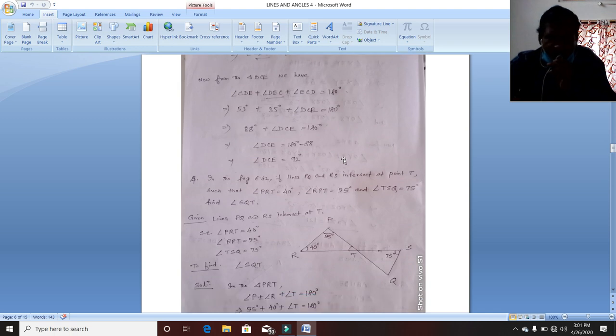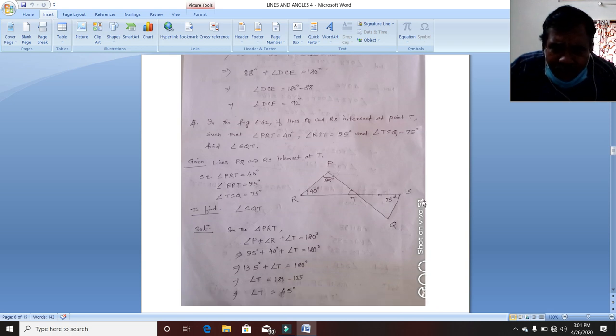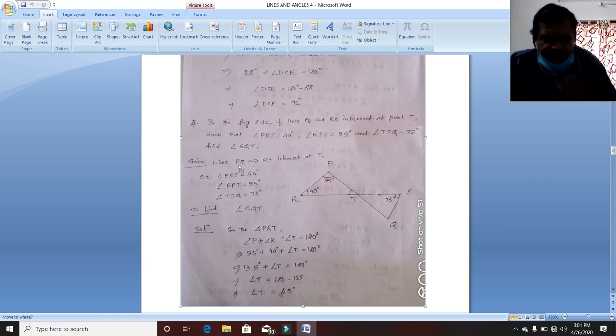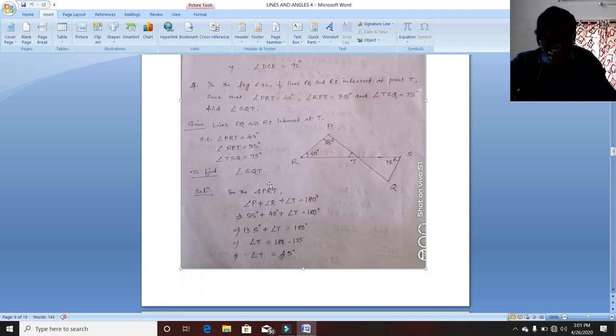Now you see question number 4. In this figure, PQ is parallel to RS. Lines PQ and RS are intersected at T. Angle PRT is 40 degrees. RPT is 95 degrees. TSQ, what is the value of TSQ? 75 degrees. I have to find the value of SQT. This thing I have to find, yes or no? So what are the things given that I have written to find this SQT?